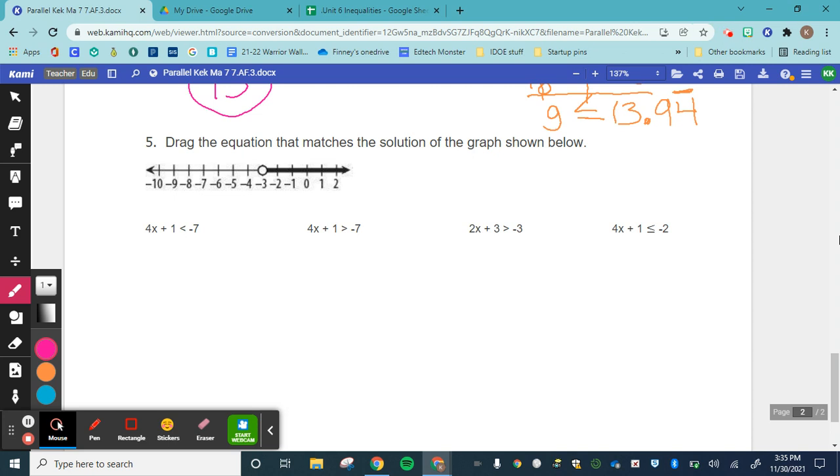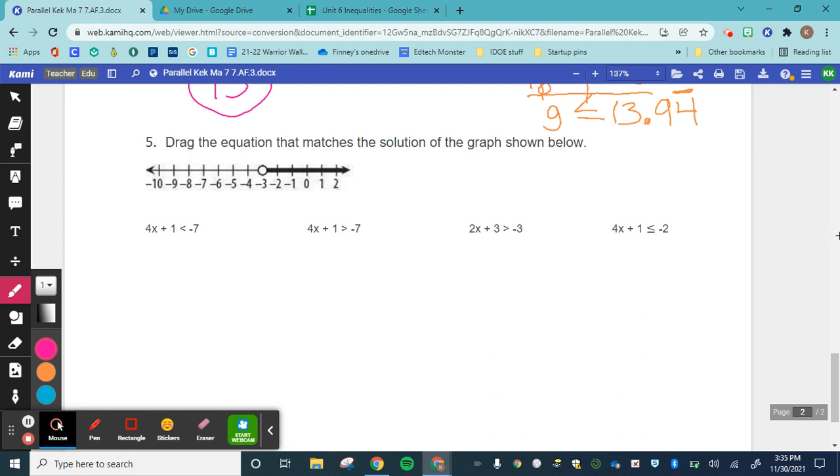Now we're looking at the inequalities parallel review question 5. Drag the equation that matches the solution of the graph shown below. So when you are doing your actual assessment, these will be drag and drop equations. So I look at my number line, I see I'm going to have to match one of these four inequalities.